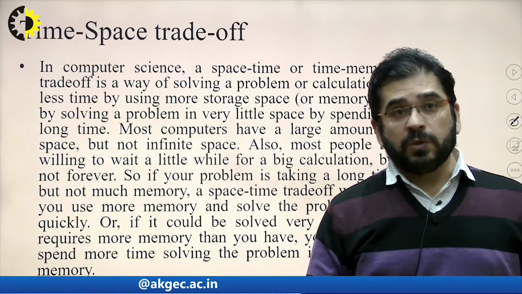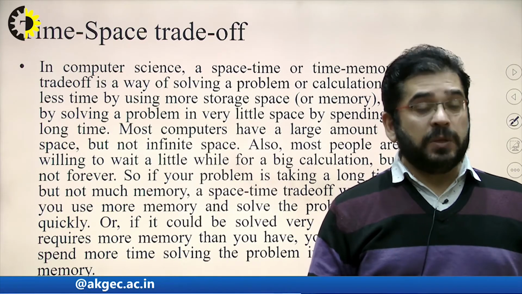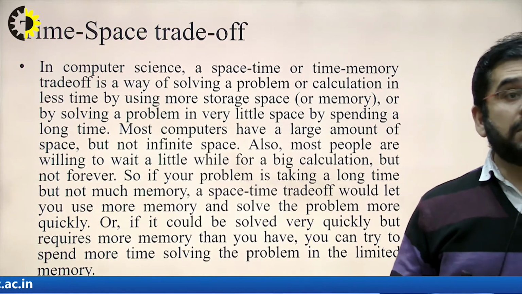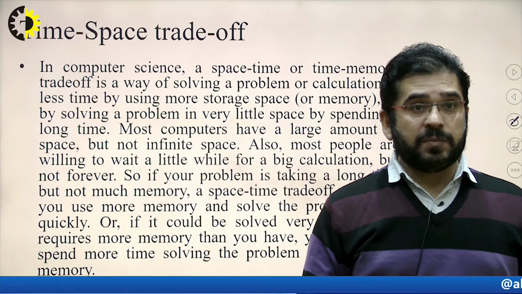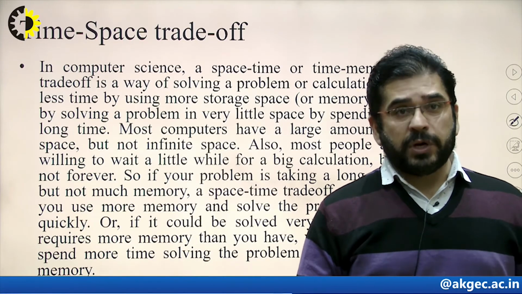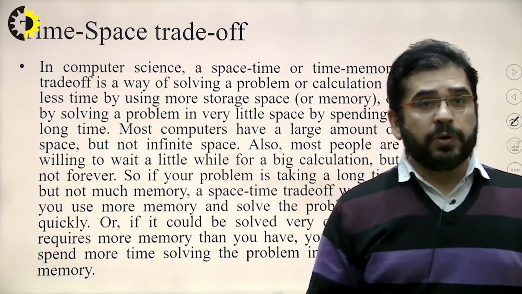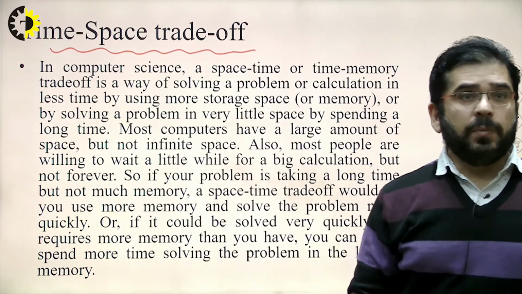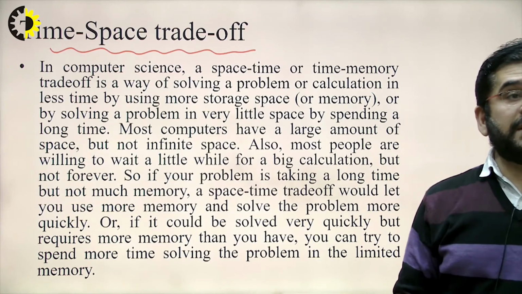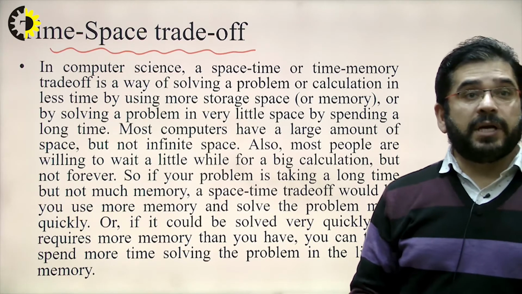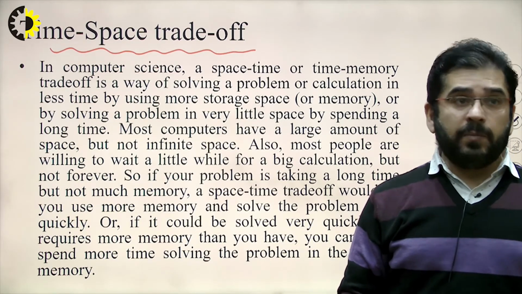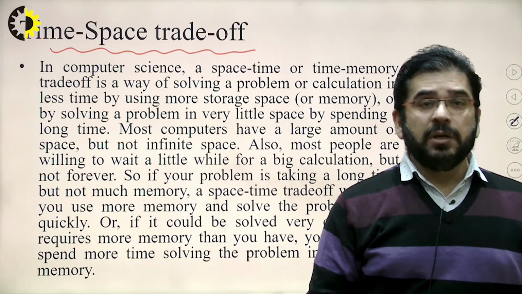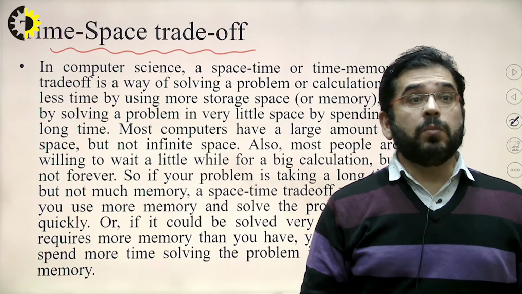Like, two major resources are there in a computer. One is the CPU, that directly deals with the time complexity of an algorithm, and one is memory, primary memory, random access memory, that directly deals with the storage capacity of the algorithm. So in computer science, it is generally called a time space trade-off, or you can call it a space time trade-off or time memory trade-off. It is a way of solving a problem or calculation in less time by using more storage space.